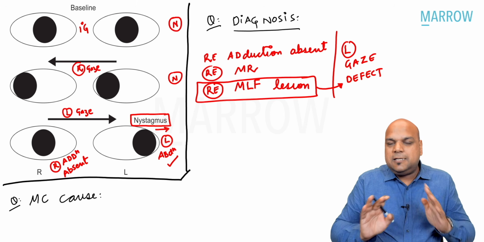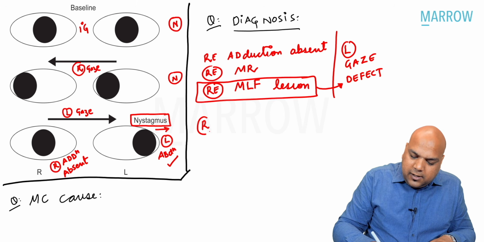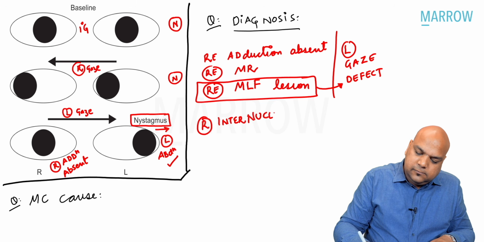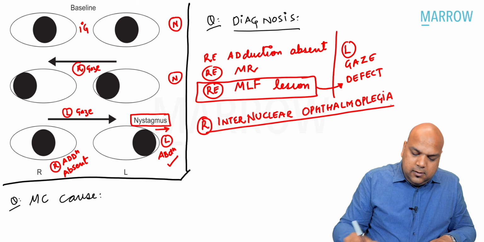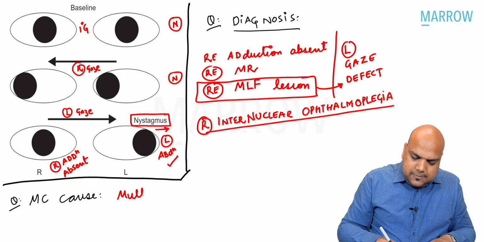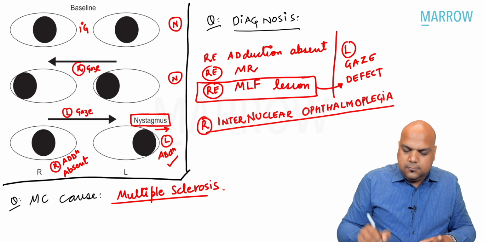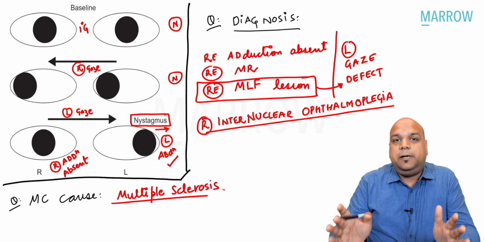Yes. So this is a very simple lesion. This is known as right eye internuclear ophthalmoplegia. And the most common cause is multiple sclerosis. As simple as that. I hope I'm pretty clear about this.